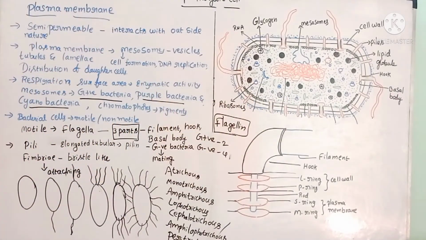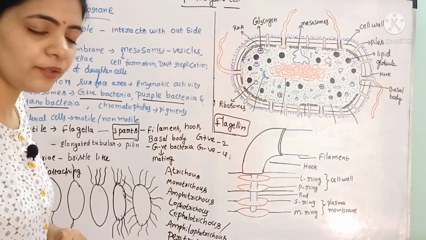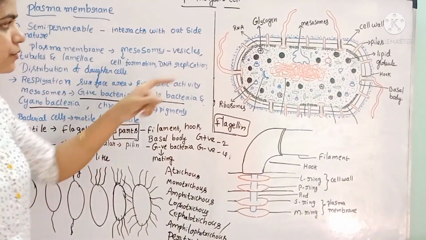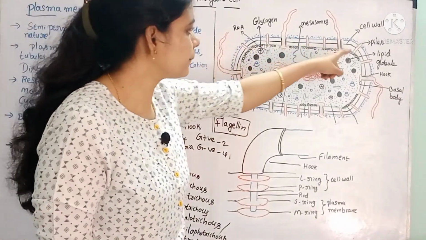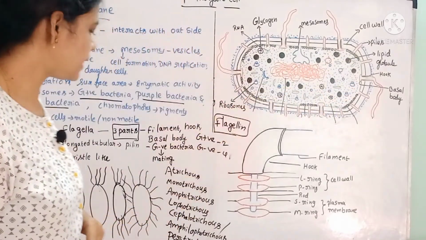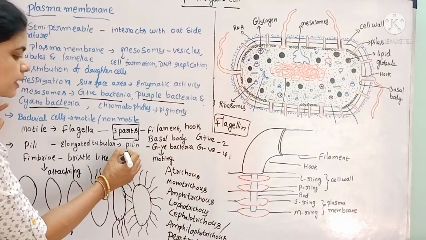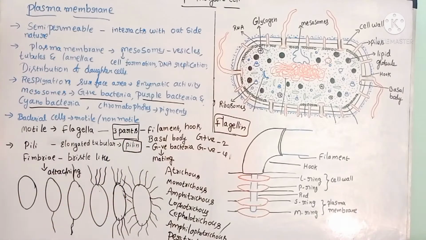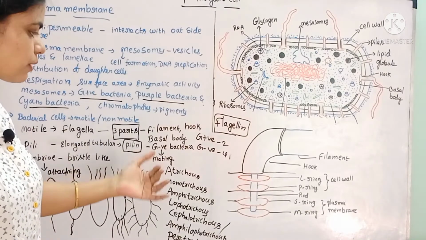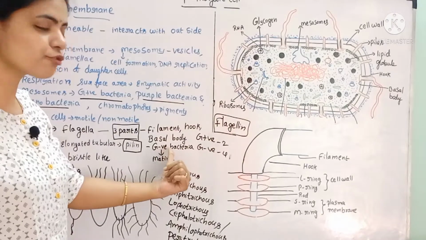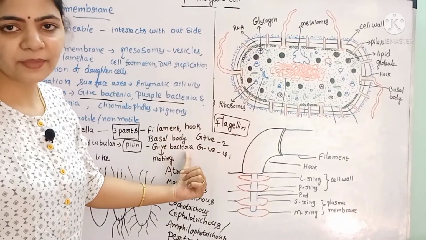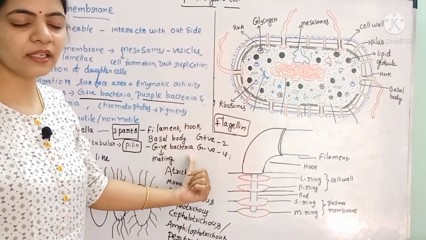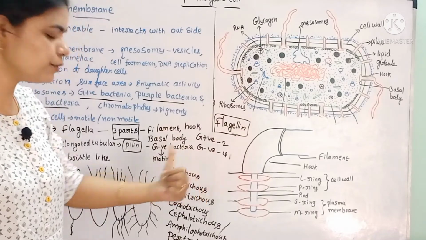And the next one is pili. Pili are elongated tubular structures. See, these are the pili. These are elongated tubular structures, and the pili are made up of a protein called pilin. Pilin is the protein present in the pili. True pili are mainly present in gram-negative bacteria. Where are they present mainly? They are present in gram-negative bacteria.